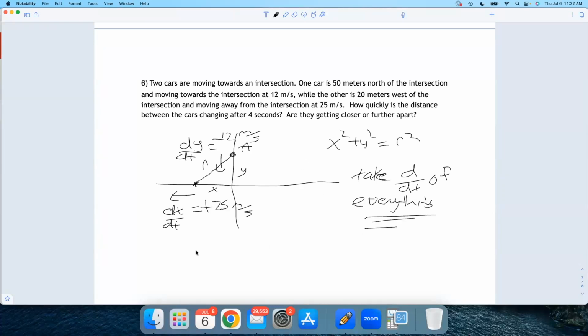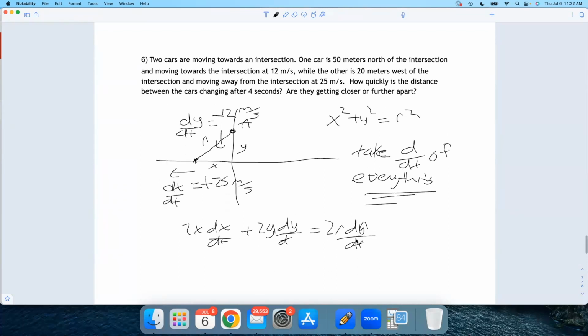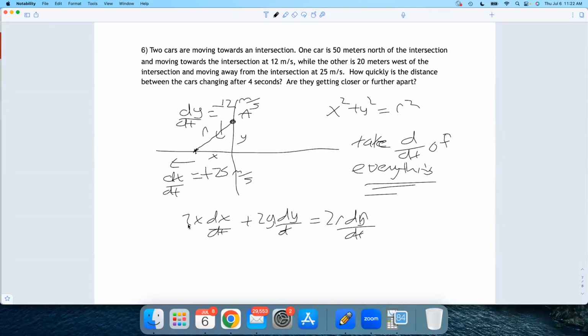All right, so taking the derivative with respect to time, I'm going to get 2x dx/dt plus 2y dy/dt equals 2r dr/dt. Everybody here is a function of time. So when I take the derivative with respect to time, it's implicit differentiation. I pick up a dx/dt, dy/dt, dr/dt. I can divide out these twos and get x dx/dt plus y dy/dt equals r dr/dt.